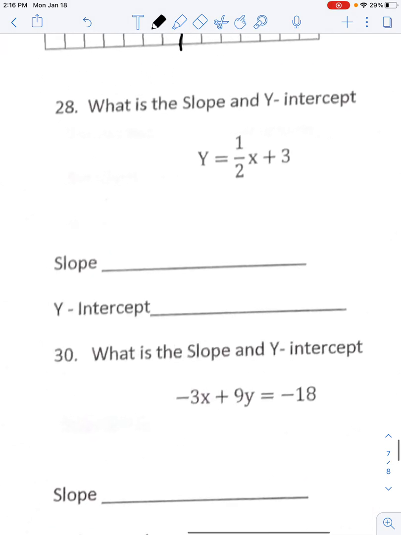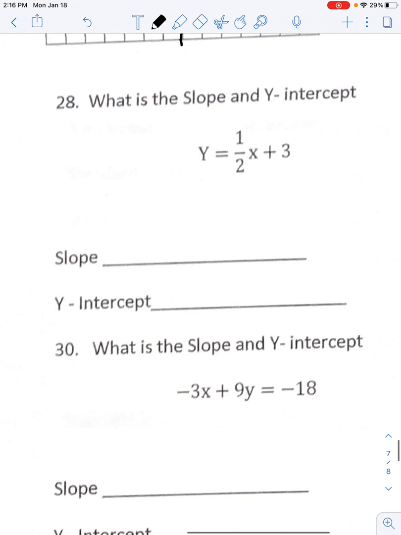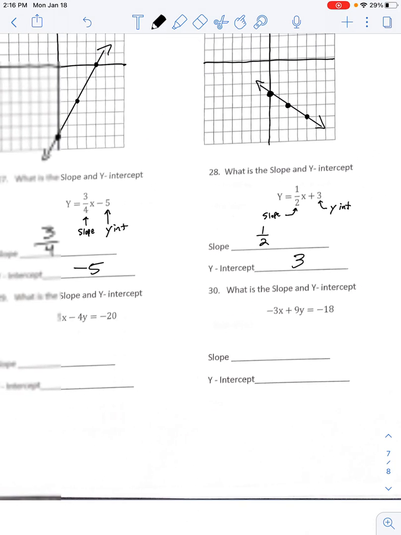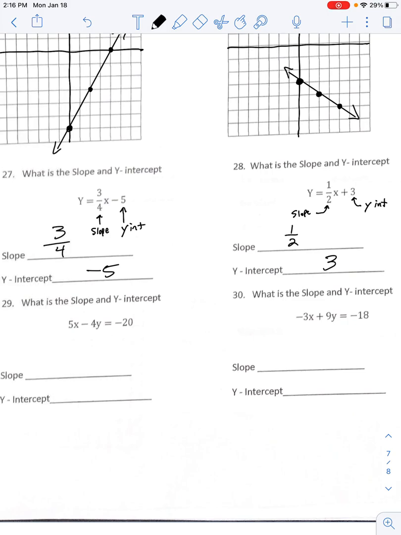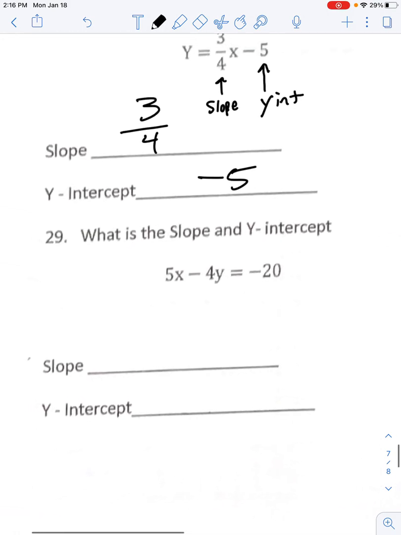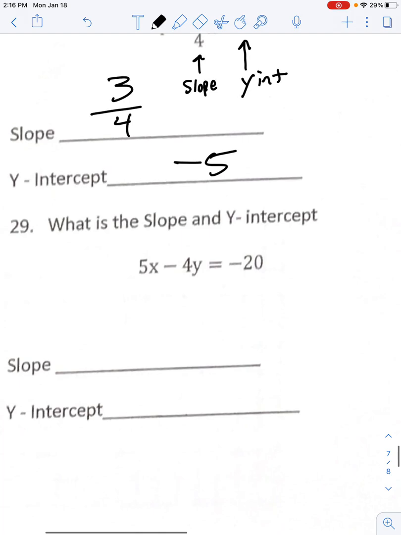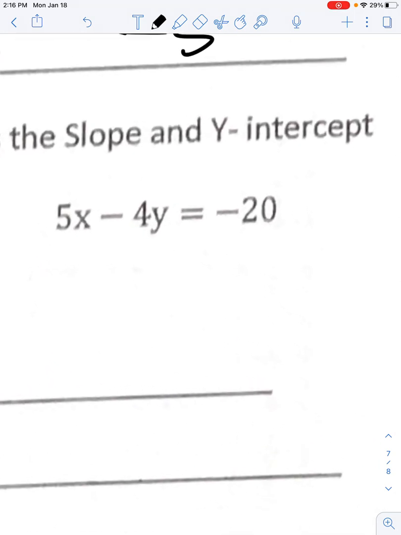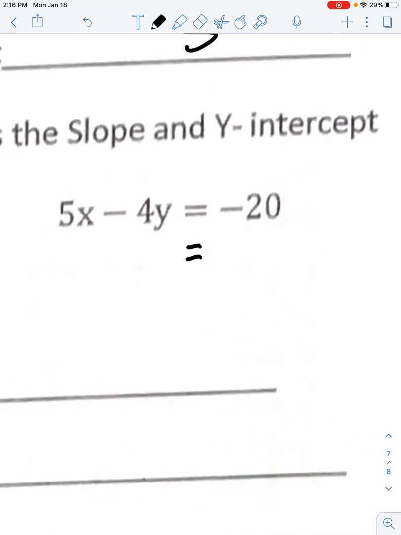Number 28, same thing. What is the slope? It's right here, so 1/2. What is the y-intercept? Right here, positive 3. All right. Next one. These you actually got to put, these are in standard form. So to find the slope and the y-intercept, you actually have to put it in the slope-intercept form. So that's what we've just been doing.